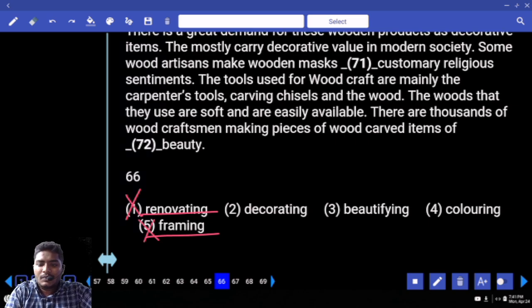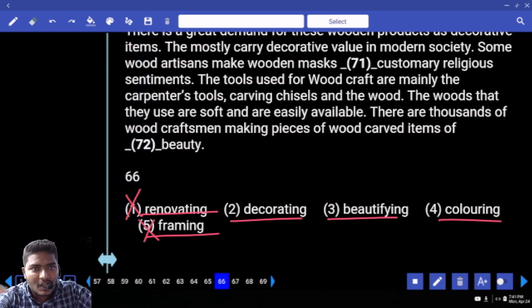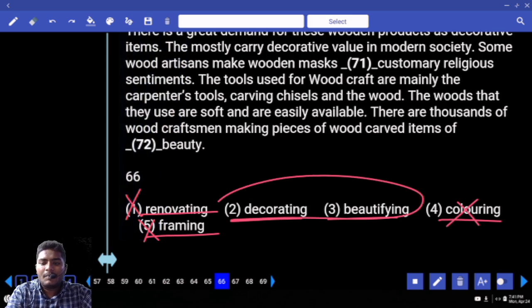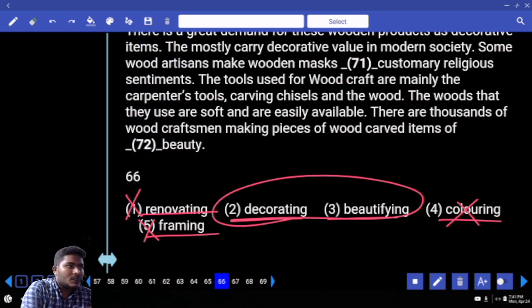Eliminate that. Next one, decorating, beautifying, coloring. Are we speaking about the colors here? We are speaking about the wood. Eliminate. So far we did not come across the colors. Now tell me your answer. Decorating the house or beautifying the house? Why not beautifying?